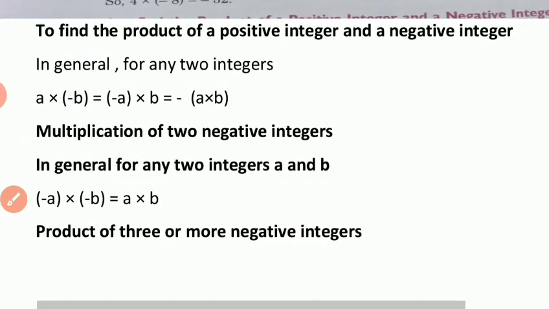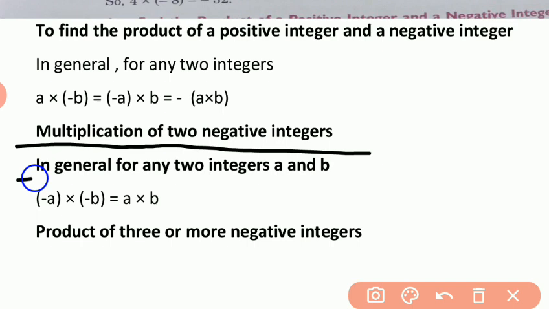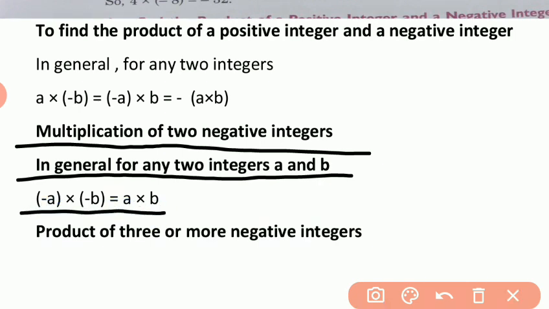Then, multiplication of two negative integers. Before this we took one as a positive and the second as a negative integer. But now if we take both integers as negative, then in general for any two integers a and b, minus a into minus b, we can write as a into b, as we know that minus into minus is plus. So if we multiply any two negative integers, we will get the answer as a positive integer.